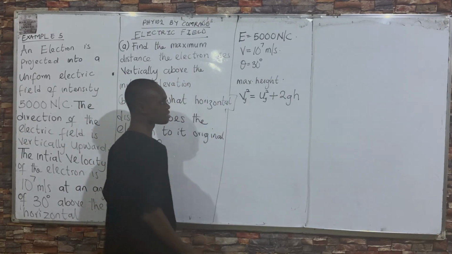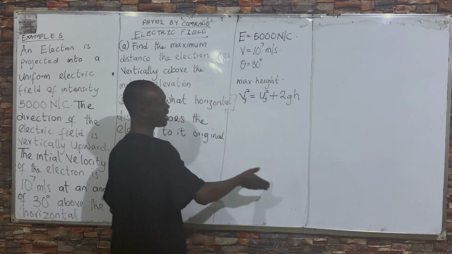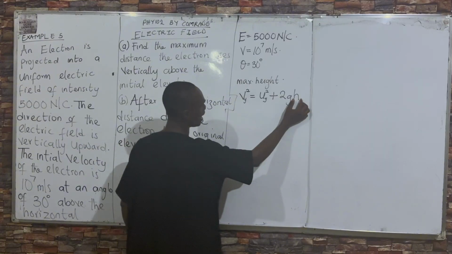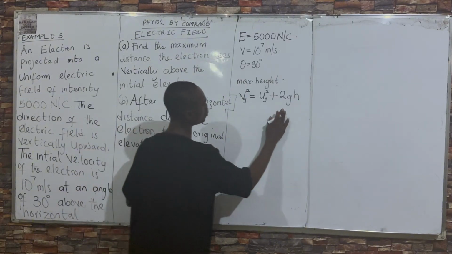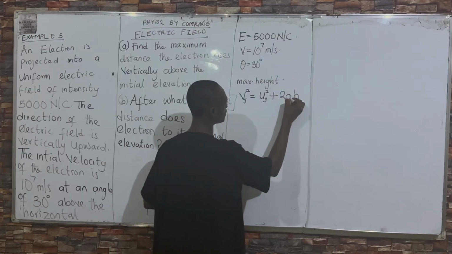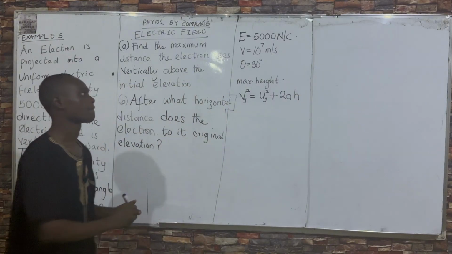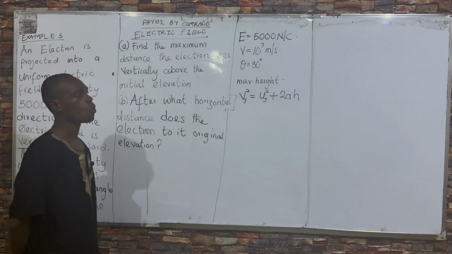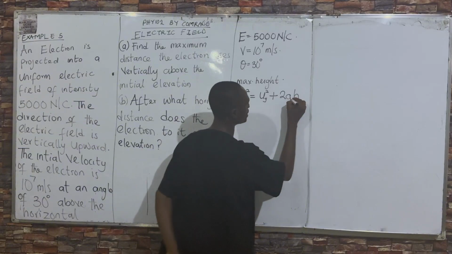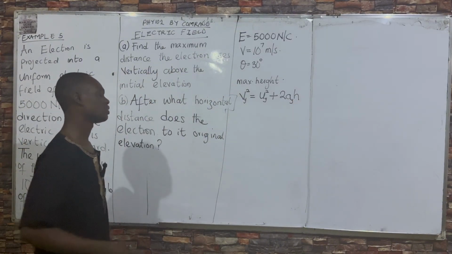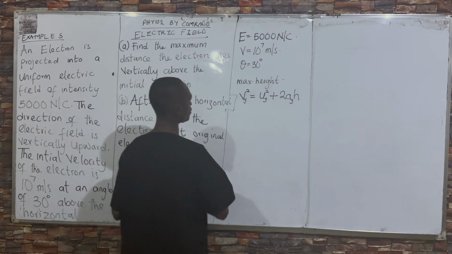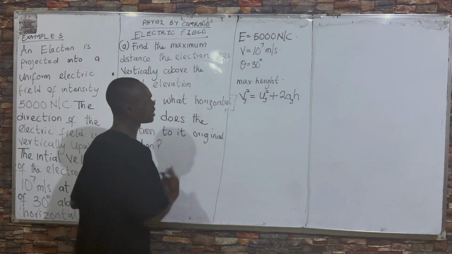G represents acceleration due to gravity, and h represents height. Because there is nothing like g here, we change this to a. Now, let's put a y to indicate vertical acceleration.